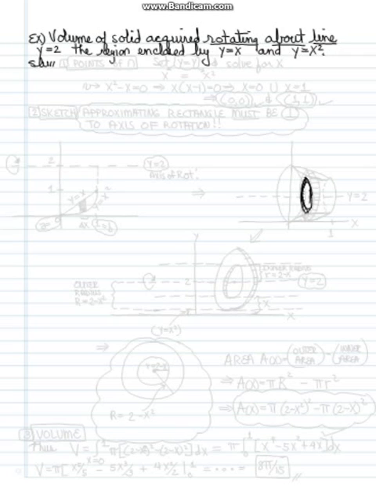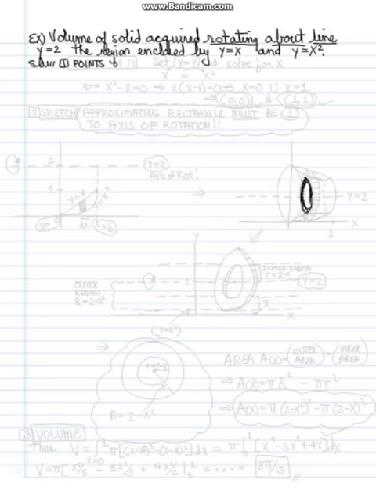Find the volume of the solid acquired by rotating about the line y equals 2, not the x-axis, not the y-axis, but rotating about the line y equals 2, so it will be a horizontal line. The region is enclosed by y equals x and y equals x squared.